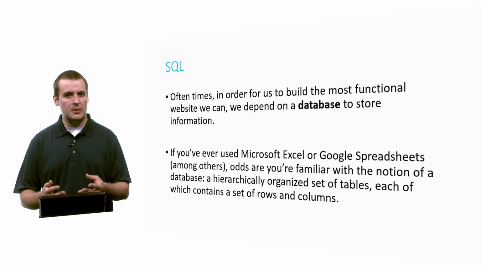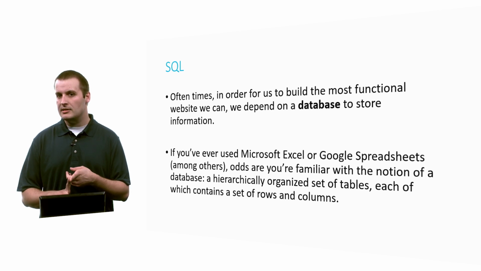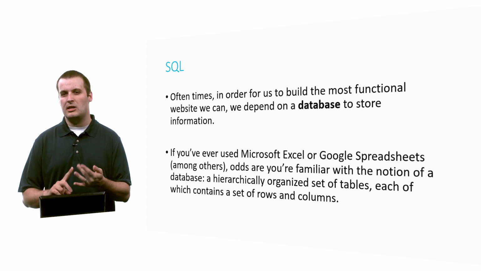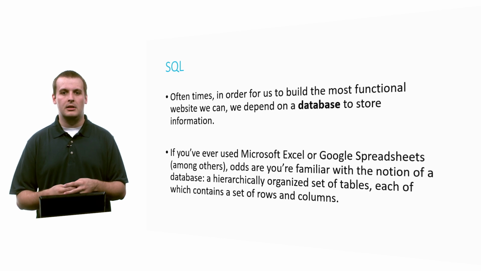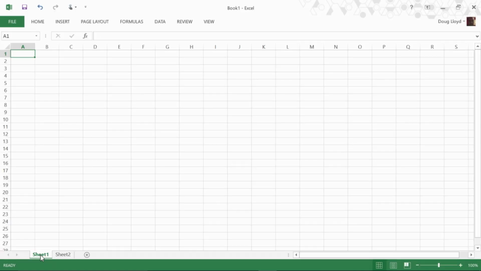So you're probably, again, familiar with this idea from Excel or Google Spreadsheets. We have databases, tables, rows, and columns. That's really the fundamental set of hierarchical breakdown here. So here's an Excel spreadsheet, and if you've ever opened this or another similar program, you know that these here are rows, 1, 2, 3, 4, 5, 6, 7. These are columns.